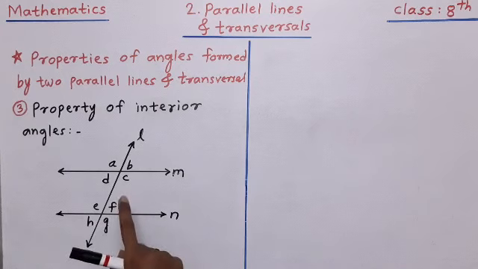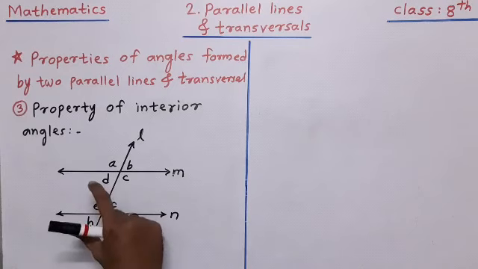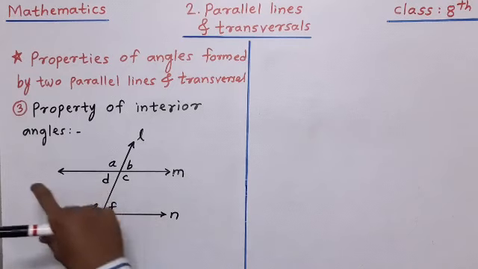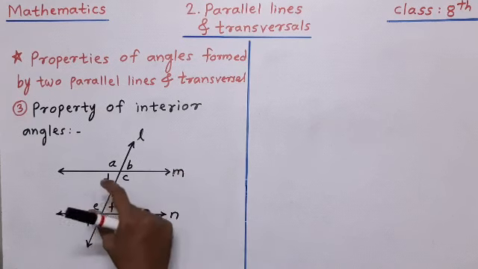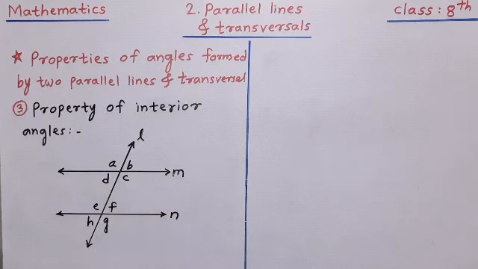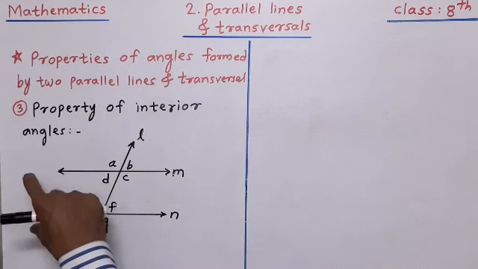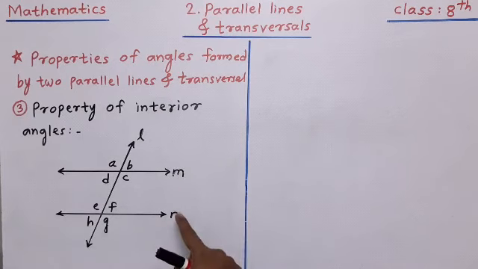Means here the property says that for each pair of interior angles formed by two parallel lines and their transversal, the sum of the interior angles is 180 degrees. That is the meaning of this property. Means we can see that here the two lines, line M and line N, are parallel to each other. Line L is the transversal.